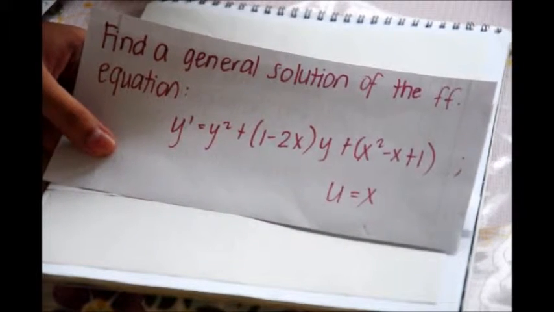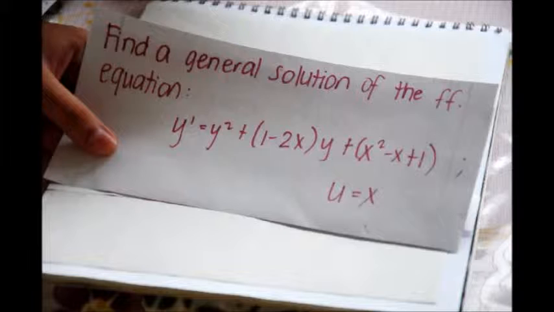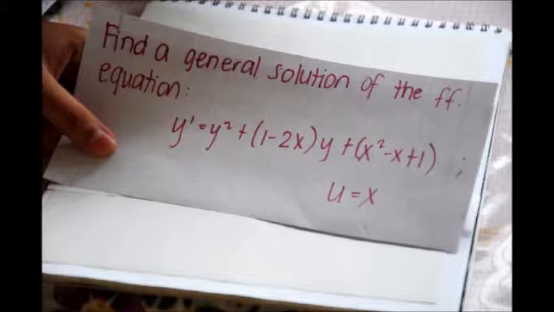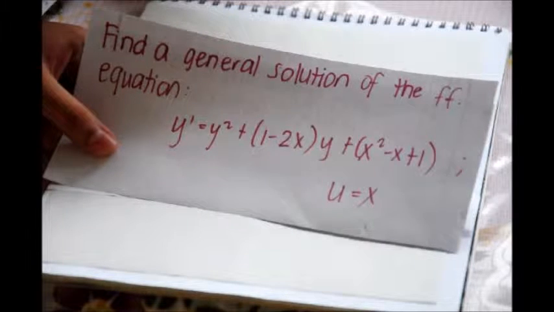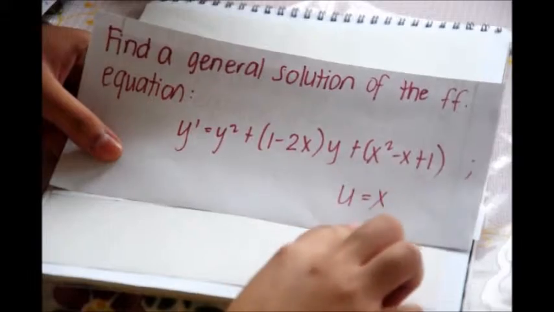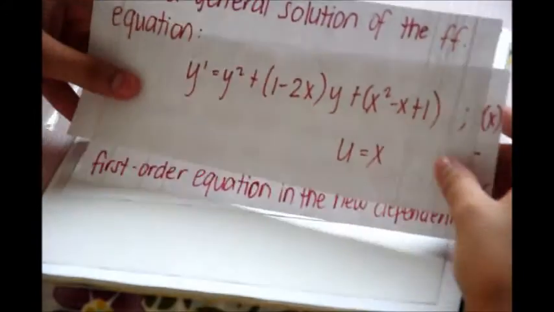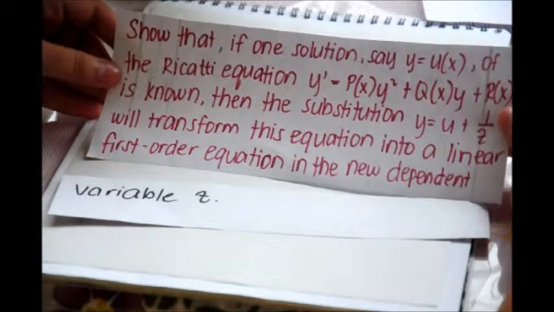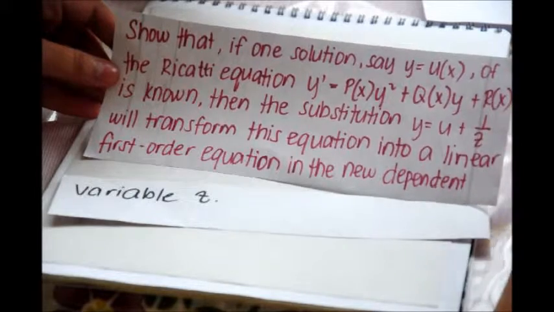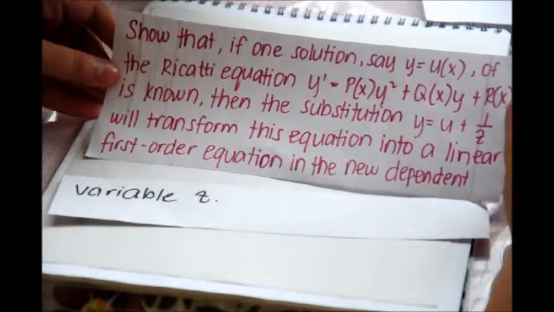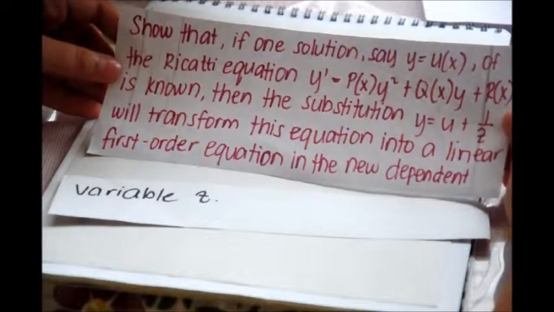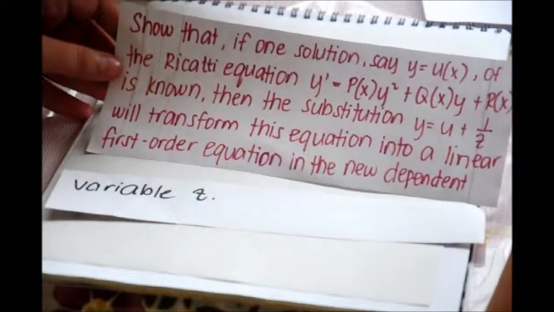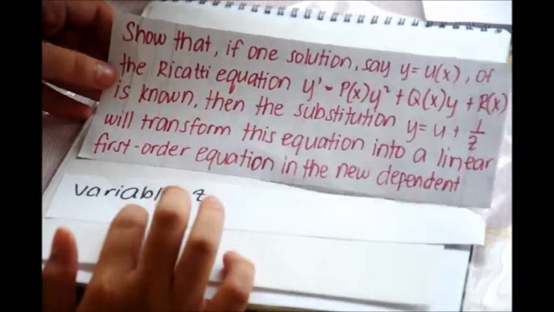Okay, now, this is the fourth problem. Find a general solution of the following equation. The equation is y prime is equal to y squared plus (1 minus 2x) y plus x squared minus x plus 1, wherein u is equal to x. Before we could solve this equation, we must show that if one solution, say y is equal to u(x), of the Riccati equation y prime is equal to p(x)y squared plus q(x)y plus r(x) is known, then the substitution y is equal to u plus 1 over z will transform this equation into a linear first-order equation with a new dependent variable z.